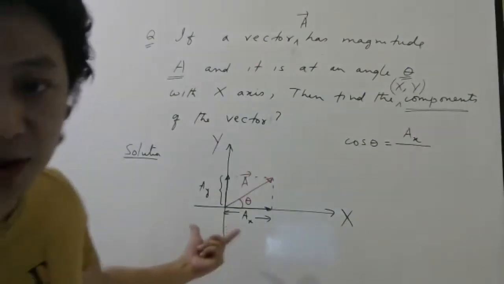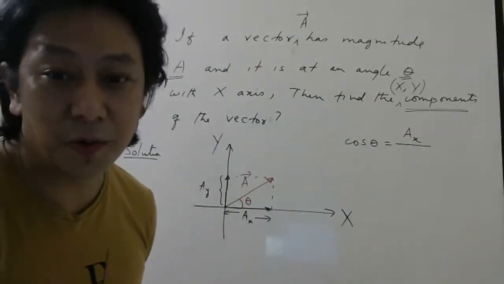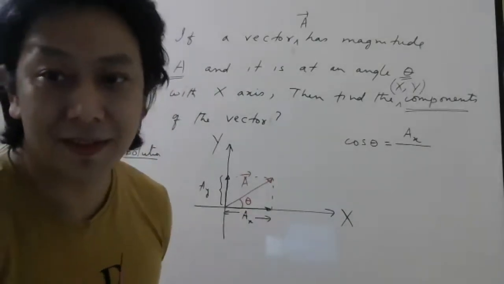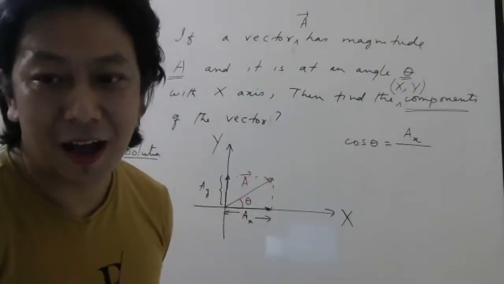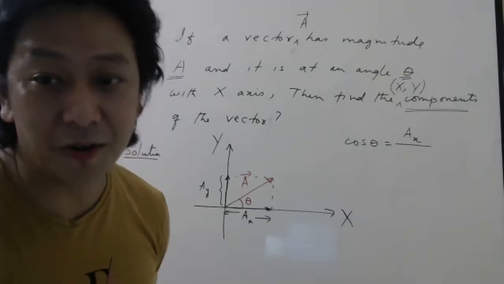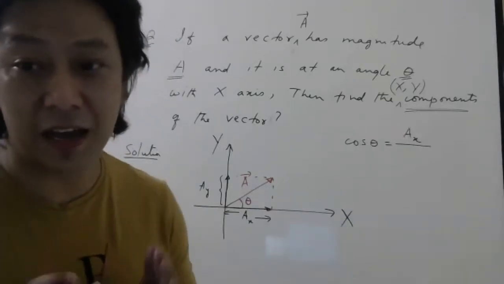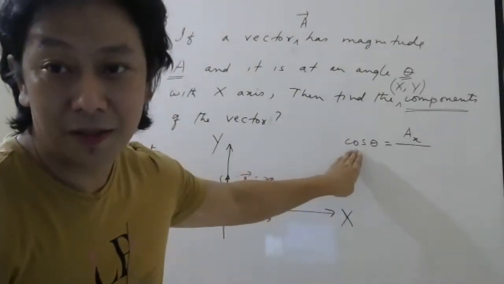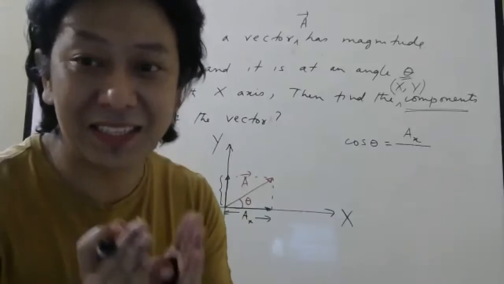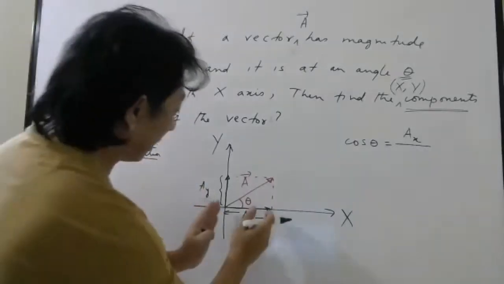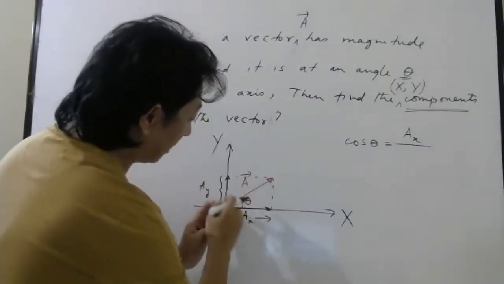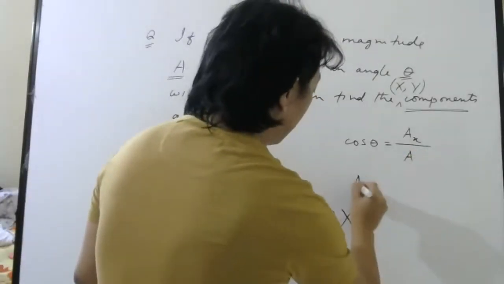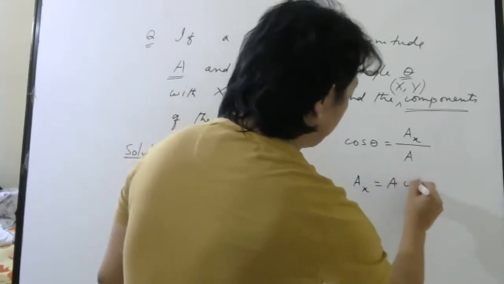Adjacent is what I want. Hypotenuse is what? Should I say a bar or only a? Last time also I have told. Yes, very good. Only a I have to say, because when I apply this trigonometric formula, I am applying for lengths. So a is the length of this vector, so I have to write a. So ax will be a cos theta.